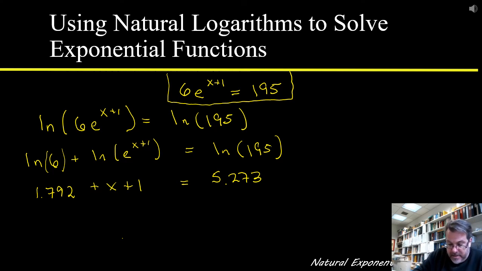Then to get the x by itself, we just subtract 2.792, right? Because on this side we've got 1.792 over here. We've got 1. So the whole left-hand side is 2.792 plus x, right? So just subtract 2.792 from both sides, and lo and behold, when we do that, we get 2.48.